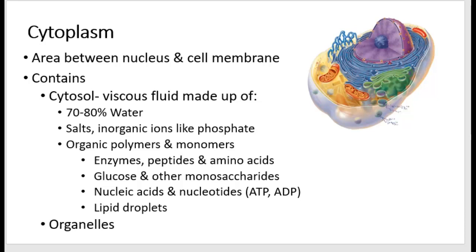Beyond the nucleus is the cytoplasm, which consists of all the material located between the nucleus and the cell membrane. Cytoplasm consists of both cytosol, fluid, and organelles. Cytosol is viscous, but it is made up of 70 to 80% water with many solutes that make it viscous. These solutes include salts, proteins, lipids, and carbohydrates, to name a few. The organelles are suspended within the cytosol, and each organelle is specialized to perform a specific function in the cell.